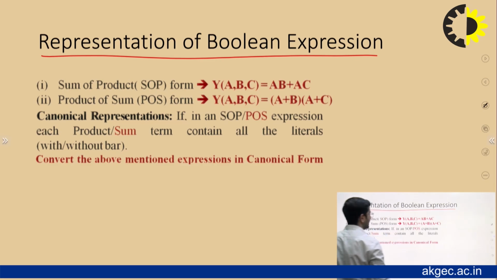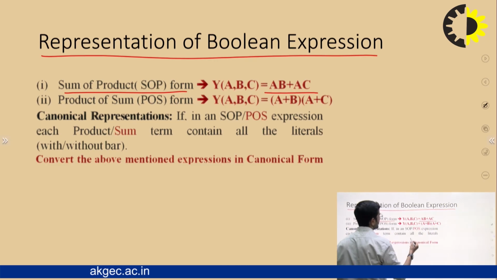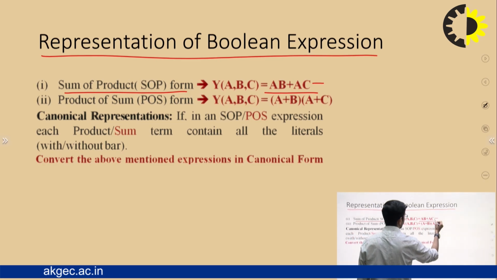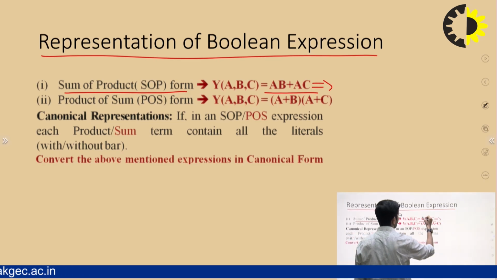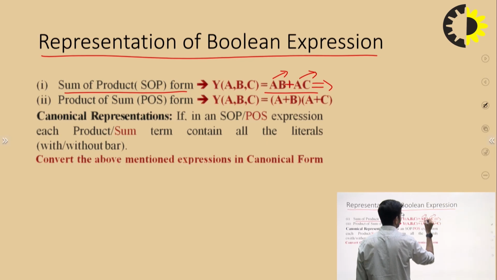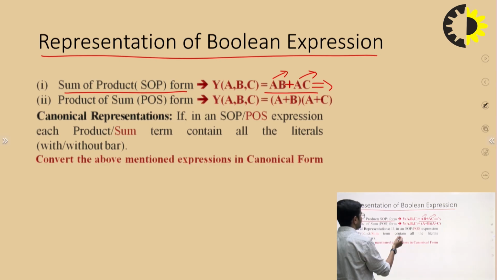Next is the representation of Boolean expressions. There are two kinds of representation in which we can represent any Boolean function. One is sum of product. Why is it called sum of product? As we can see from this example, AB plus AC, AB is a product, AC is a product, and we are doing the sum of these two terms. That's why it is known as sum of product.